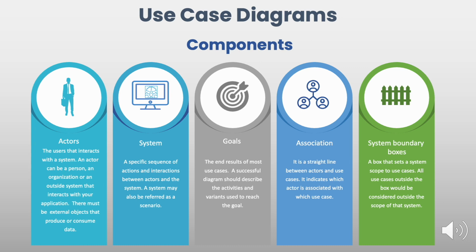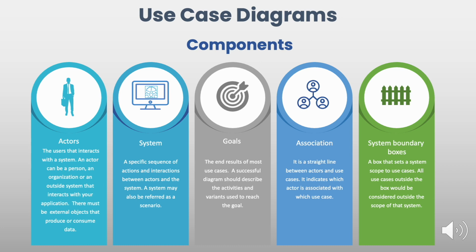Next one is the system. A specific sequence of actions and interactions between actors and the system. A system may also be referred to as a scenario. Next one is the goals, the end result of most use cases. A successful diagram should describe the activities and variants used to reach the goal. Next is association. It is a straight line between an actor and use cases. It indicates which actor is associated with which use case.